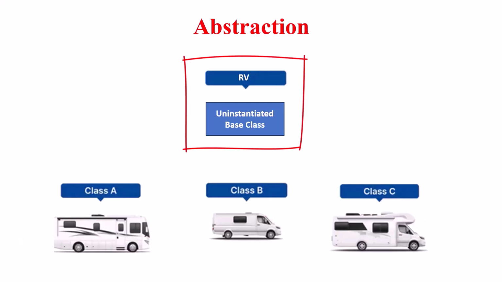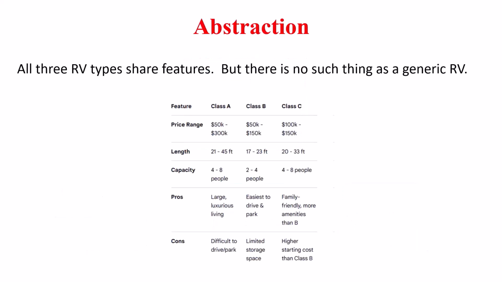We have an uninstantiated base class, which is basically RVs in general. There are things that are common to the Class A and Class B and Class C types of RVs. And we can put those in the uninstantiated base class, but never create an object from the base class because we don't have a generic RV of that type. Instead, we have Class A, Class B, and Class C. All three RV types share features, but there's no such thing as a generic RV.